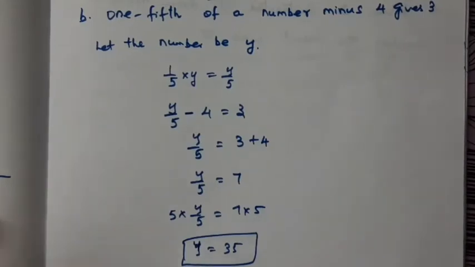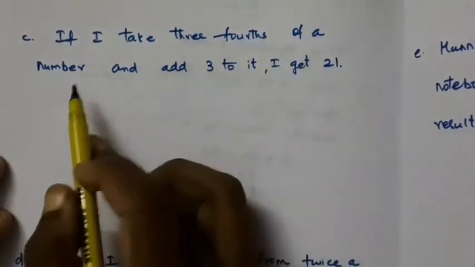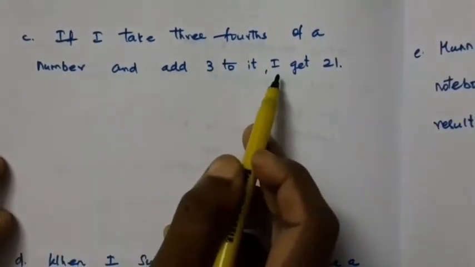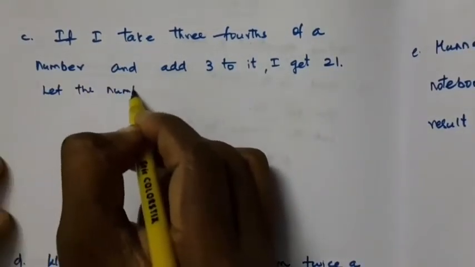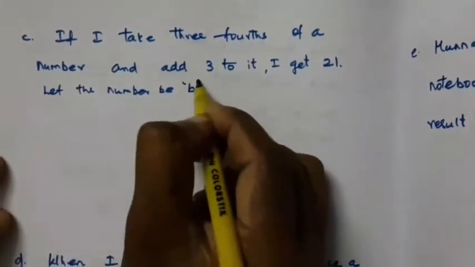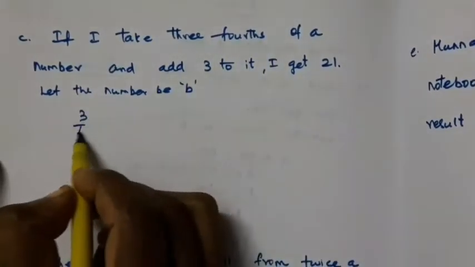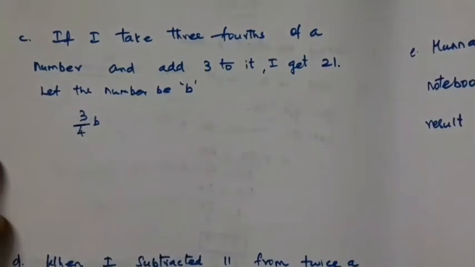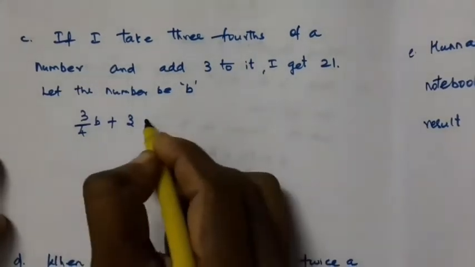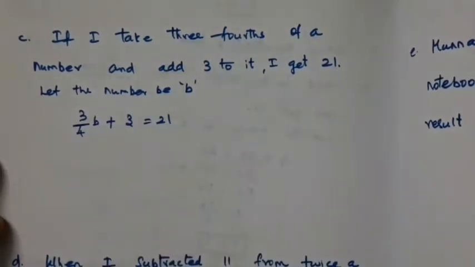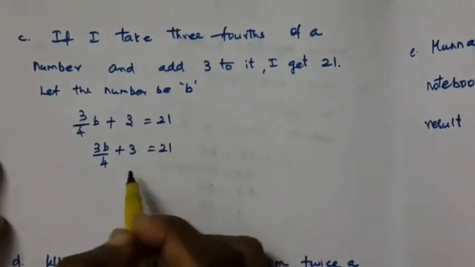The number is 35. The next problem is, if I take 3/4 of a number and add 3 to it, I get 21. So let the number be b. 3/4 of a number is 3/4 b. This is called 3/4 of a number, and add 3. I am adding 3, the answer will be 21. This is the equation given. So 3b/4 plus 3 is 21.